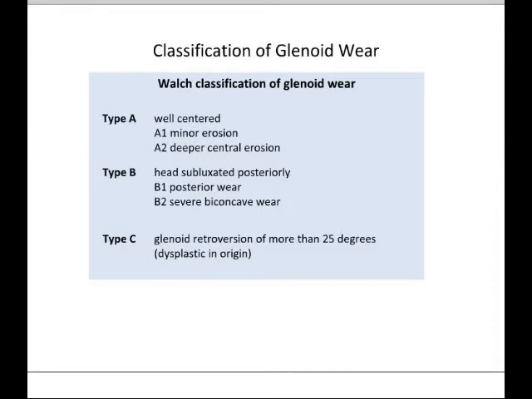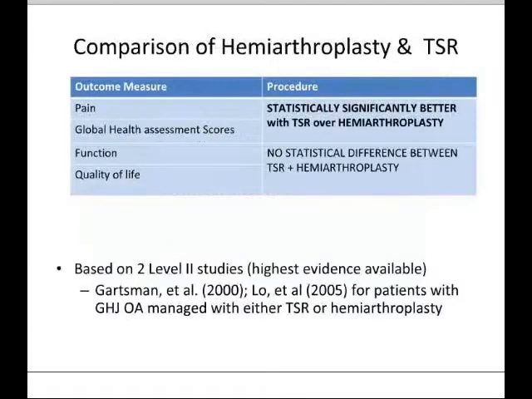So in looking at comparison of hemiarthroplasty and total shoulder, looking at pain and global health assessment scores, total shoulder replacement had significantly better outcomes over hemiarthroplasty for pain and global health, and there was no statistical difference in function and quality of life between the two procedures. And these are based on the highest level of evidence we have available from 2000 and 2005. And these were randomized trials.